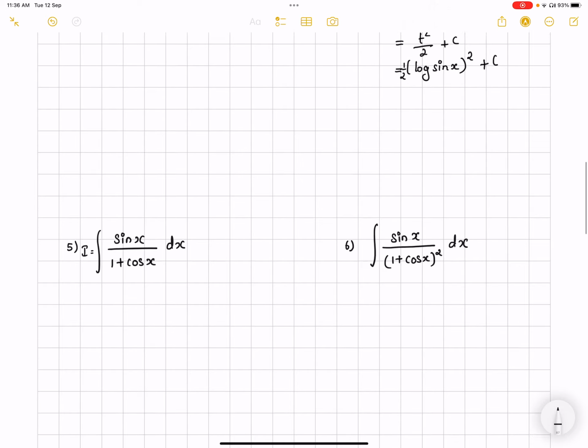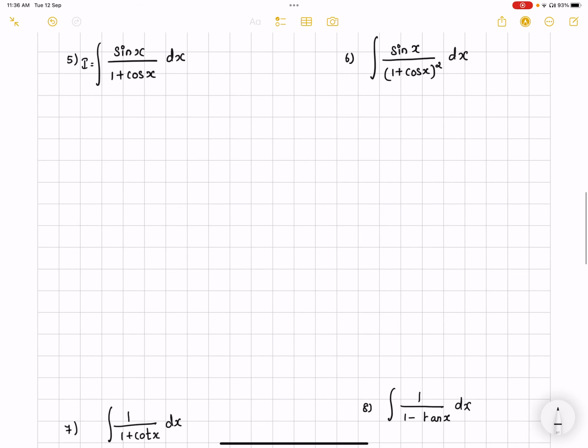Okay, let's move on with the next one. Now we have sin x divided by 1 plus cos x. So let's have a check with this particular problem. Which one shall we go for substitution? Well, if I take sin x, when I differentiate I get cos x. It is there, but it's there in the denominator. And I have one more term which is also there in the denominator. So my preference would be taking that denominator as t. So 1 plus cos x is going to be equal to t. That's what my substitution would be.